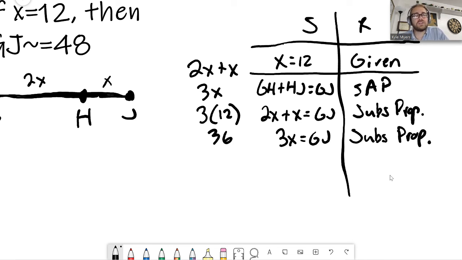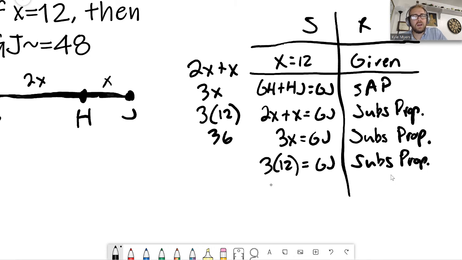Okay, so 3x equals GJ. And then we can go ahead and plug in our x. So 12 for x, GJ. Again, just substitution property. We're just substituting things, okay? And then 3 times 12 is 36. Again, not multiplying on both sides, just multiplying on one side. So again, that's just substitution property. This is all just substitution property.